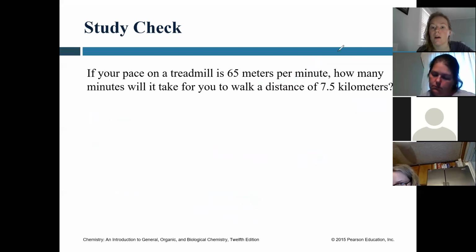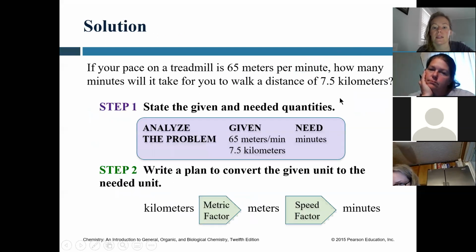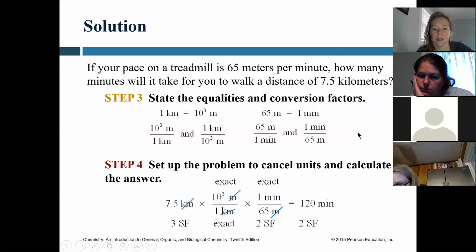I'm going to clear this out. Sorry, going over to the slides. Sometimes I don't like how the slides write things. So here's what we had going on here. They wrote 1 kilometer is equal to 10 to the 3rd meters. Don't get freaked out when you see things like this. 10 to the 3rd is the same thing as 1,000, right? One with 3 zeros. So we should get 120 minutes honoring 2 sig figs.